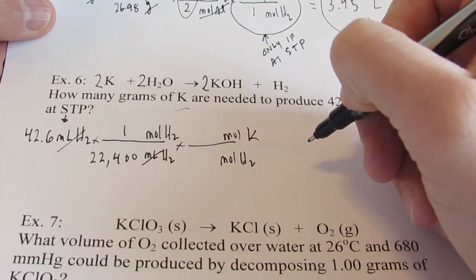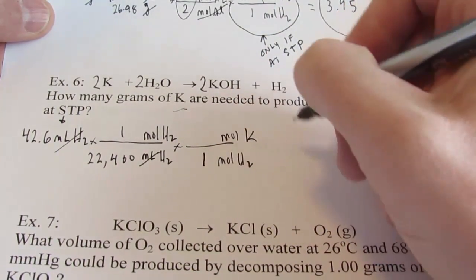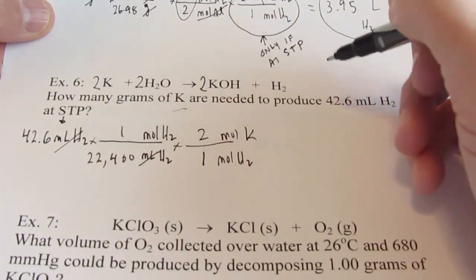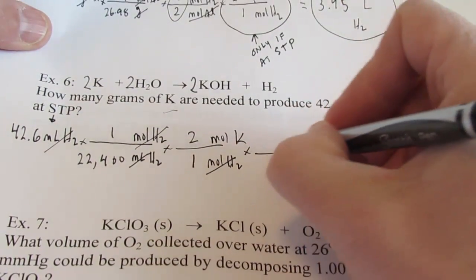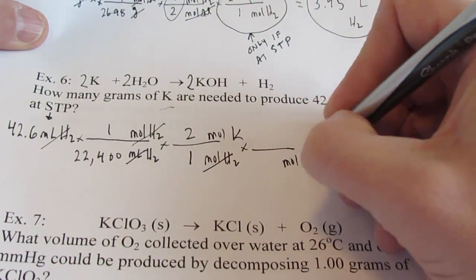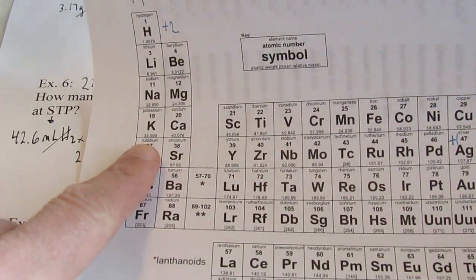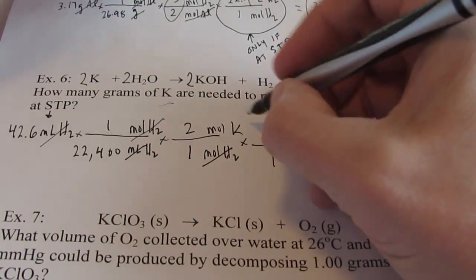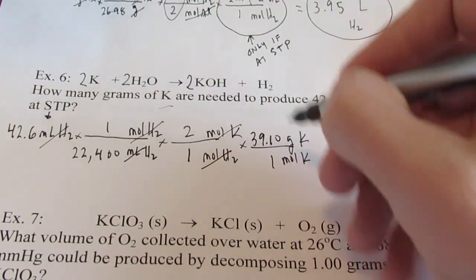Okay, and what's my mole ratio? Let's see, there's no number in front of hydrogen, so 1 mole of hydrogen gas will need 2 moles of potassium. Okay, so I've gotten out of moles of hydrogen gas and into moles of potassium, and we want to know grams, so we're going to go from moles of potassium to grams of potassium. So let's look up the atomic mass of potassium here, 39.098, which rounds off to 39.10 grams per mole.